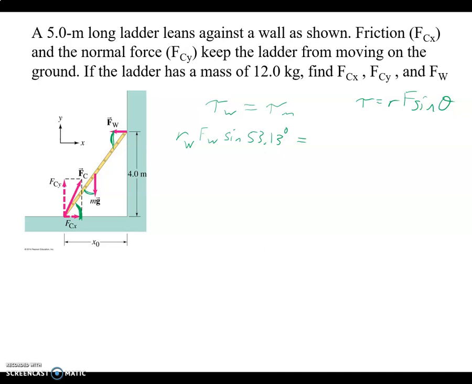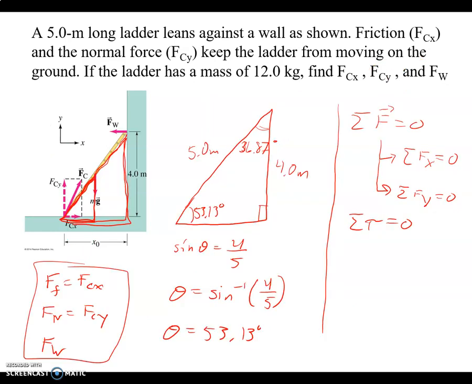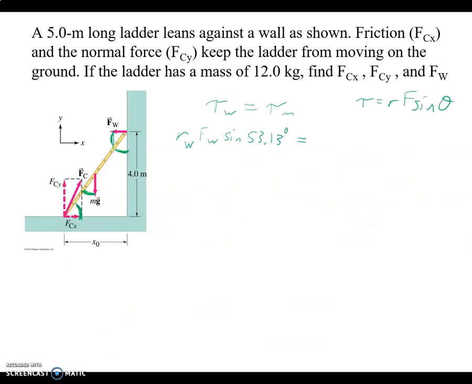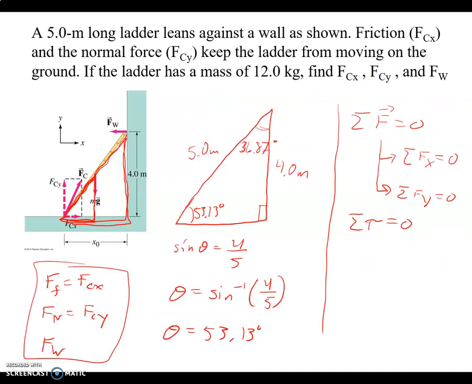Now the weight's angle is going to be this one right here, which is going to be the same as this angle right here, which would be 36.87 degrees. So R_m times the force, which is just gravity, times the sine of 36.87.